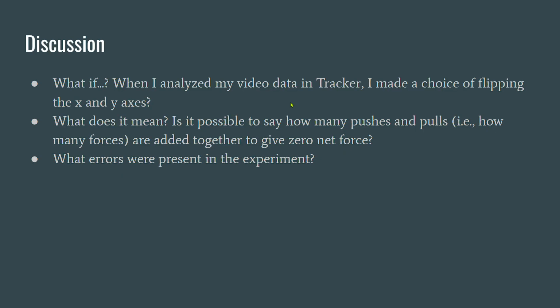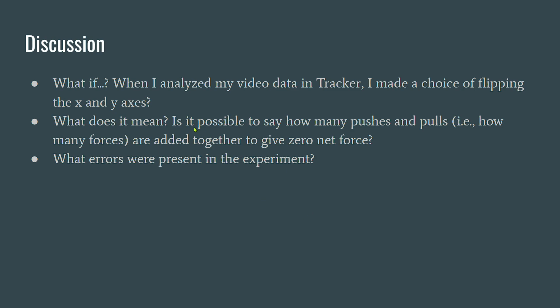So what if, when I analyzed my video data in Tracker, I made a choice of flipping the x and y axes? I said that the data would be reflected across the x-axis. So the direction of the position and velocity would be flipped. So instead of a positive slope, it would be a negative slope. And the results would be the same because the magnitude of the position and velocity would also be the same.